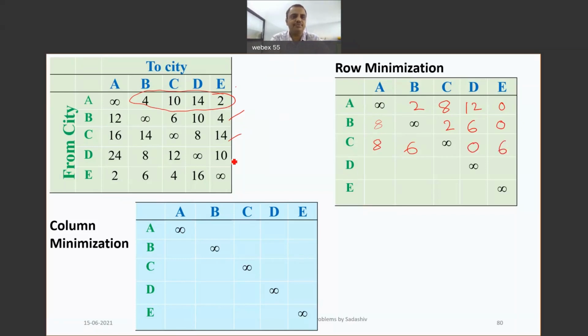And in the fourth row, 8 is again the minimum number, so 16, 0, 4 and 2. And next, the last row, 2 is the minimum number, so 2, that is 0, 4, 2 and 14.